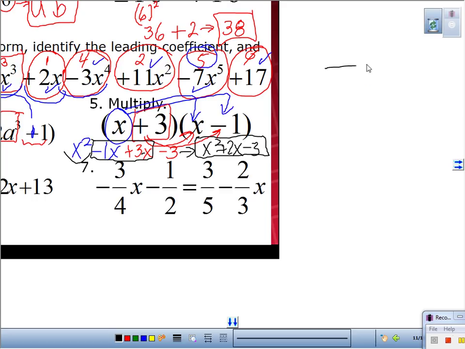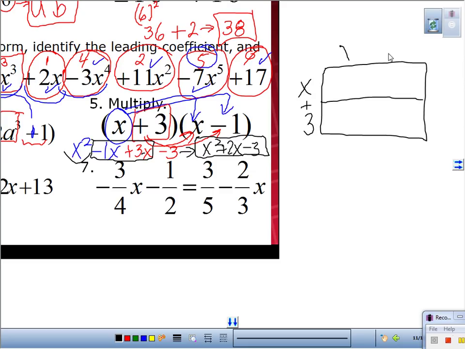Let me use area model. Here goes the area model. x plus 3, x minus 1. So, I start with, what is x times x? x squared. What is x times negative 1? Negative 1x. All right. What is 3 times x? Positive 3x. What is 3 times negative 1?